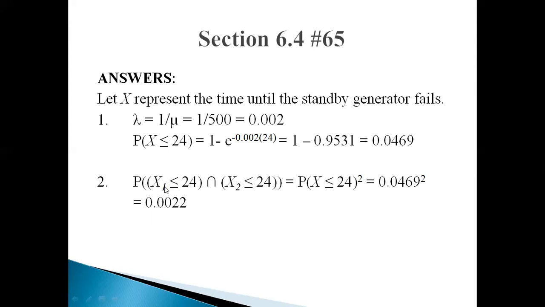Now, if we had two generators, I said it was going to be an and, so we have this one and this one. And when you have that in multiplication, it's going to be the first one times the second one, or basically that value squared. And so we just take that probability and square it, and we get 0.0022.